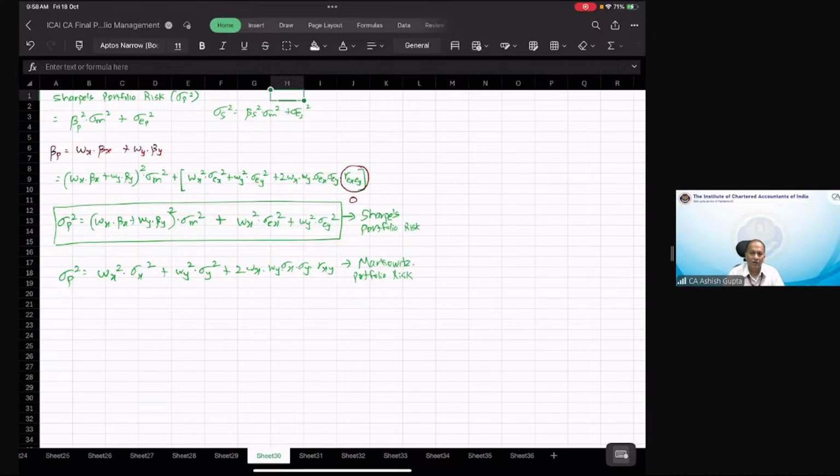It will also help you to understand the formulas, not to cram them. Once you understand the logic behind them, you don't need to cram, and you can easily attempt the questions in your examination. With this, we are finishing the topic of portfolio management. In the next class, we shall start with a new topic.